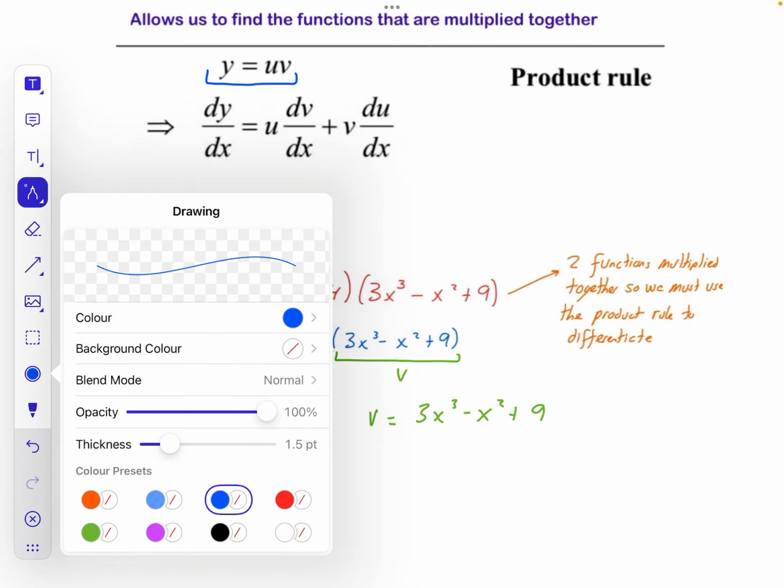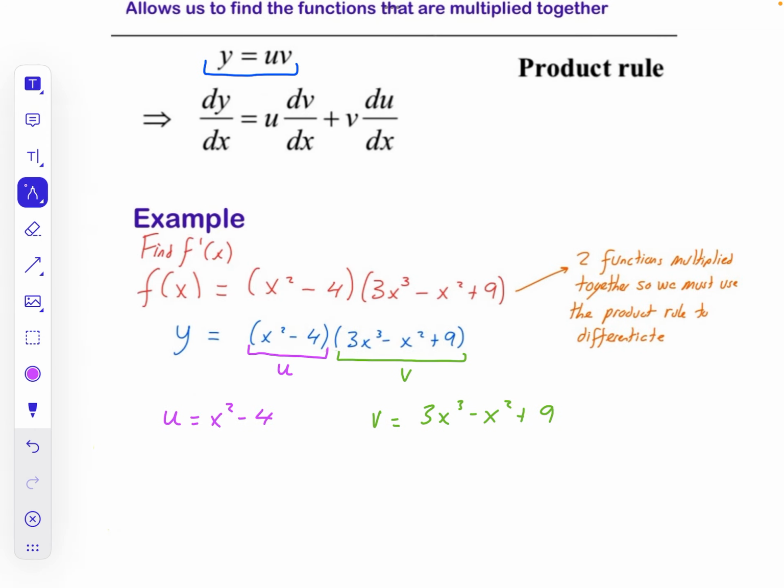Now, what I need to do is I need to find every part of my formula. Okay, so if I want to find dy dx, which is what I'm looking for, I'm looking to find the differentiated equation. I can see that it's u, which we know is x squared minus 4, multiplied by dv dx, don't know what that is yet, and v multiplied by du dx. Okay, now I need to find that dv dx and that du dx. If I want to find the dv dx, what I need to do is I need to differentiate v. Okay, so if I have v and I differentiate, I'm going to get dv over dx.